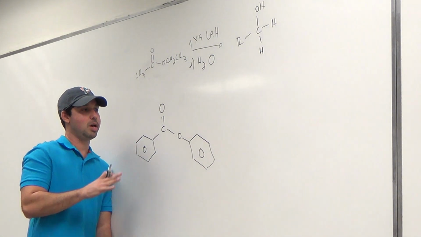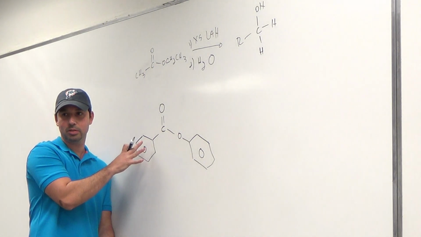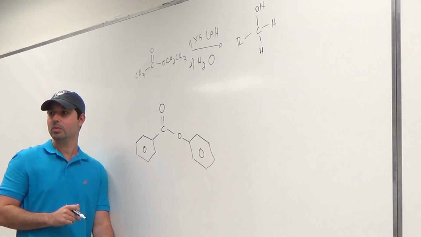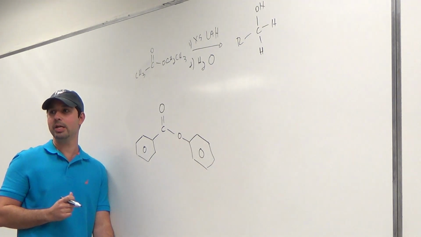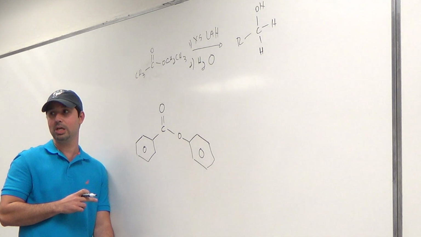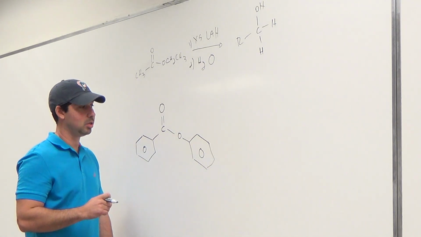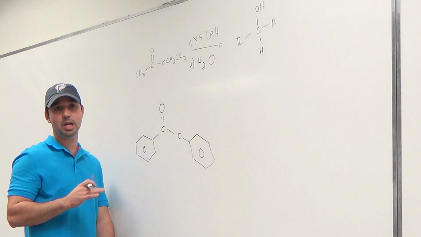So, how do we make this? I mean, we can't make the aromatic ring, yes? But what is that? Is it an acid chloride? No. Carboxylic acid? No. It is? An ester. It's a weird ester, yes? But it is an ester.